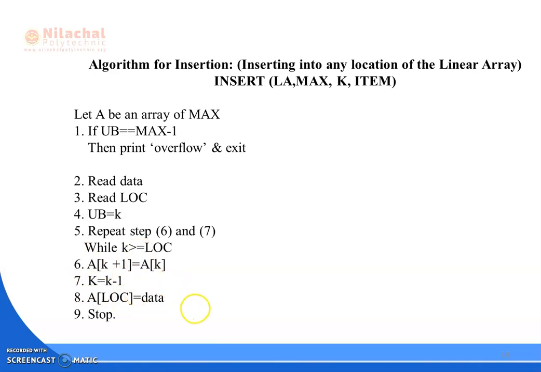After it reaches the location, it will decrease the k value by 1. The location is 1. After decreasing, 1 minus 1 gives the 0th position. When it checks the condition, is 0 greater than or equal to the location, now the location is 1 and the k value is 0. It is neither greater nor equal to the location. So it will not repeat steps 6 and 7 anymore.